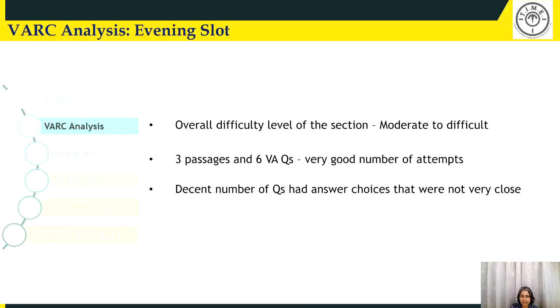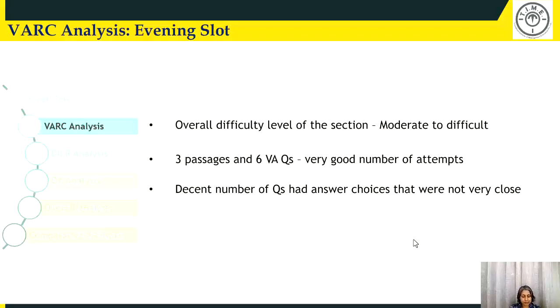So this is our analysis, that if a student is able to do 3 passages, meaning 12 questions, and 6 questions from VA, that is a total of 18 questions, then that will be a very, very good number of attempts, assuming of course that the student does not do any guesswork, but is actually thinking and selecting options carefully.